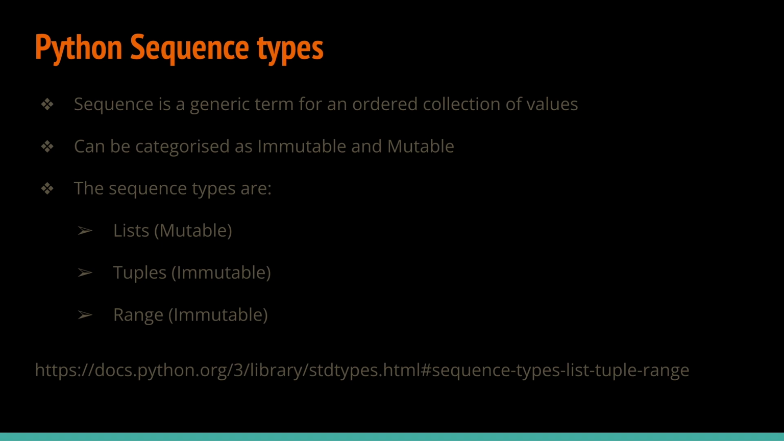content. The sequence types in Python are basically three, and these include list. List is a mutable sequence. We also have tuple. Tuple is an immutable sequence. Then we also have range, which is also an immutable sequence. You can learn more about Python sequence on the Python website. You can check out the documentation for that.